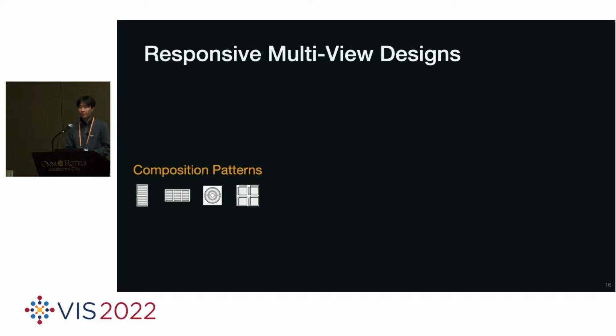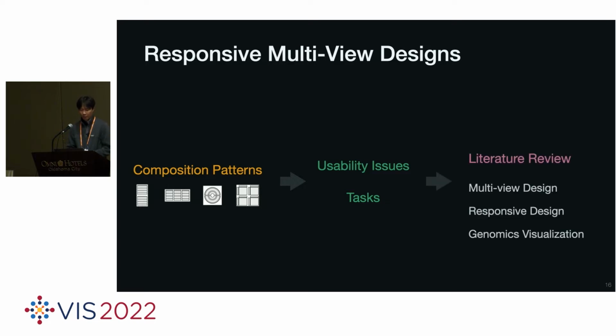So through the survey, we identified the composition patterns as well as usability issues and analytic tasks that stem from the composition patterns. And based on this, we reviewed literature related to multi-view design, responsive design, and genomics visualization. And we identified 5 high-level approaches that can address observed usability issues.